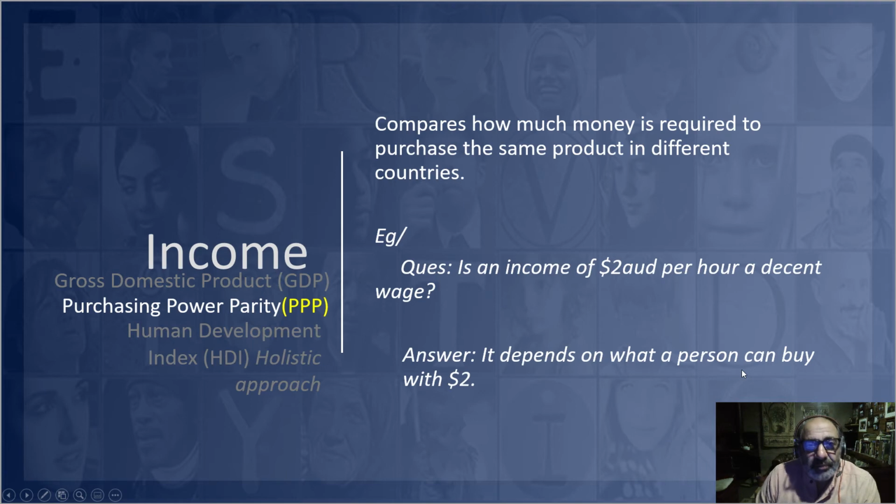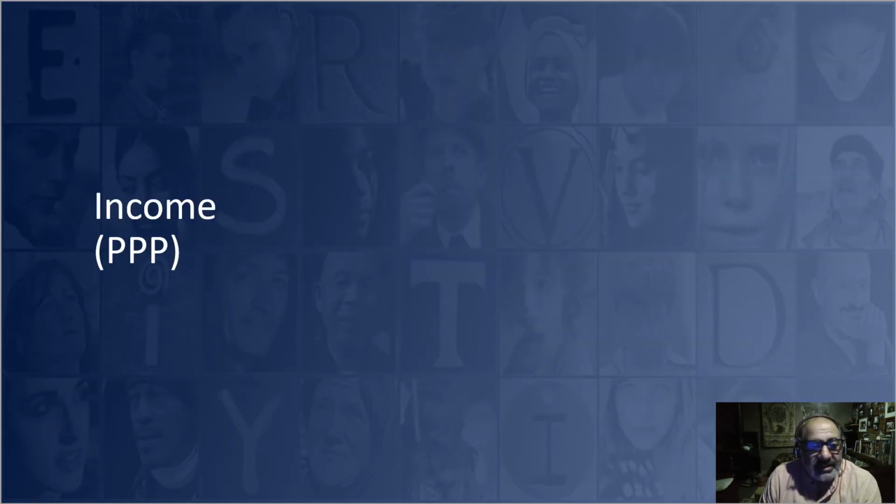The second one is a little bit more interesting. Remember, this is in the context of how much we have to pay someone. Purchasing power parity, or PPP, compares how much money is required to purchase the same product in different countries. So if I pose this question to you, is an income of $2 per hour a decent wage? Now, if you're sitting in Australia, you'd say no way, but that's not quite the right answer. The answer is it depends on what that $2 buys. It depends on the purchasing power of that $2. And one of the best or famous ways in which that's measured, where is it?